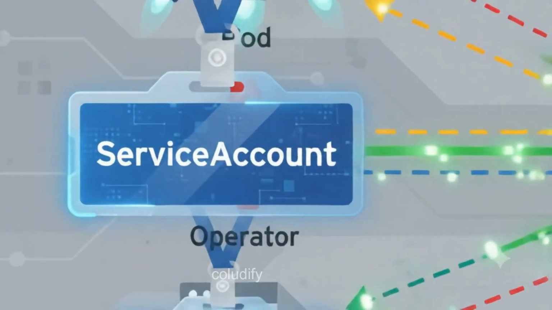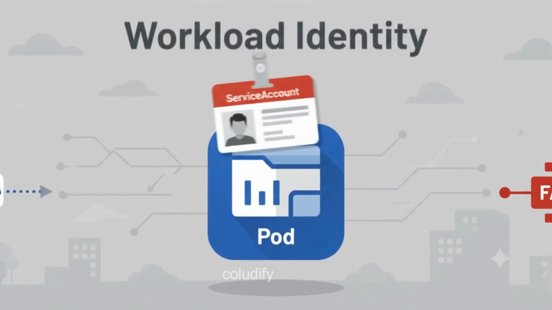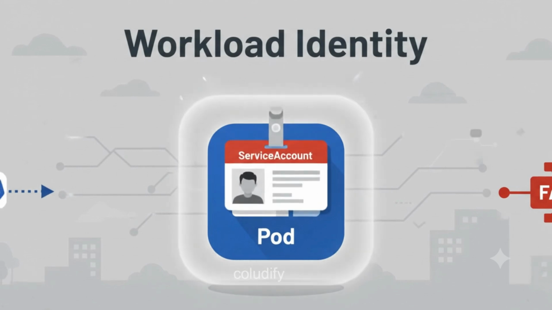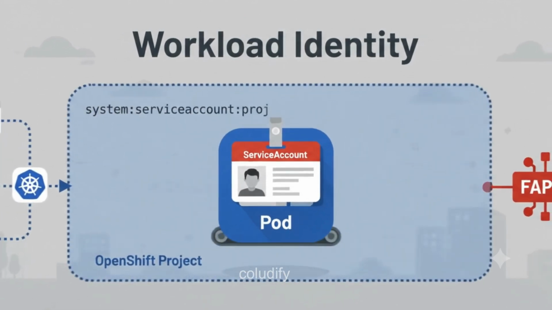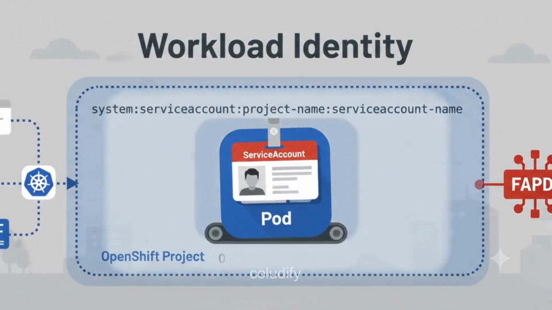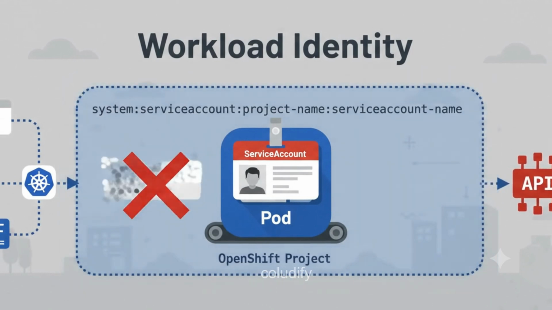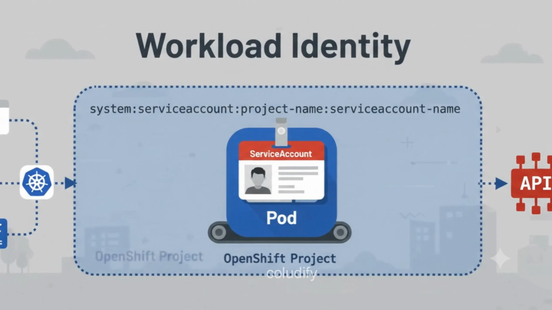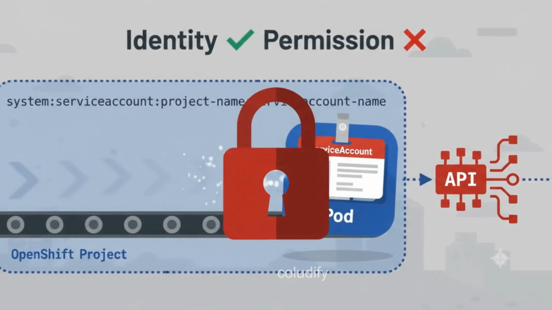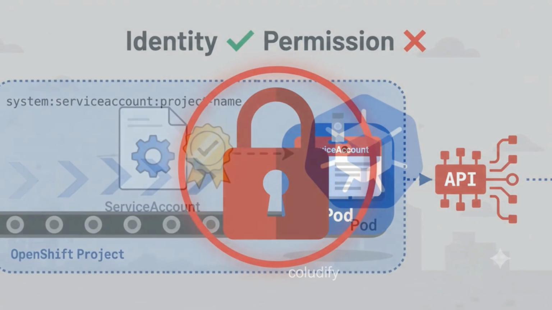That is where a service account comes in. Think of a service account as an employee ID card created for an application. It gives the workload an identity without exposing a real user's credentials. Every service account belongs to a specific OpenShift project. But identity alone does not provide permissions.